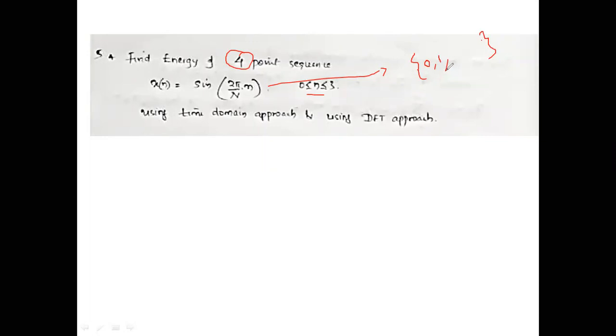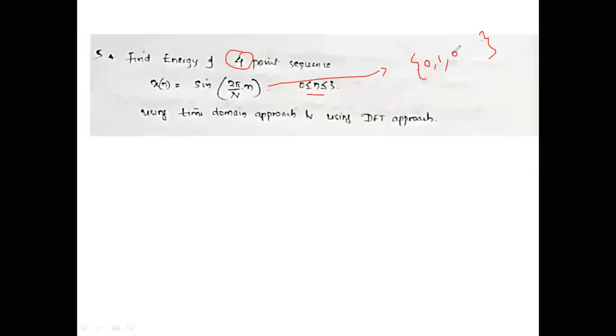Next, for n equal to 2, can you tell me? For n equal to 2, 2 pi divided by 4 into 2, that is sine pi. What is sine pi? Sine pi is confusing. Anybody? What's the number? Okay, 0.